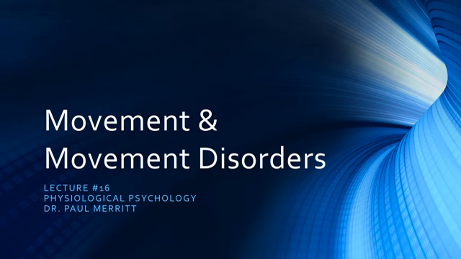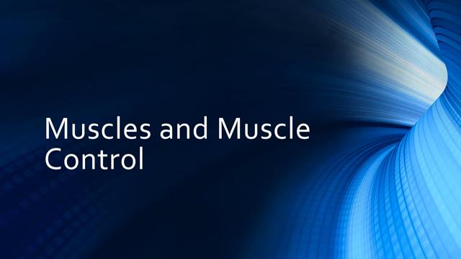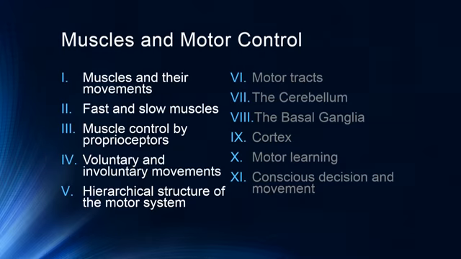Welcome to our next lecture on physiological psychology. We're going to do the first part of three parts on movement and movement disorders. The first part we're going to talk about today is muscles and muscle control. In this lecture, we'll talk about muscles and their movements, fast and slow twitch muscles, how muscles are controlled by proprioceptors, and voluntary and involuntary movements.